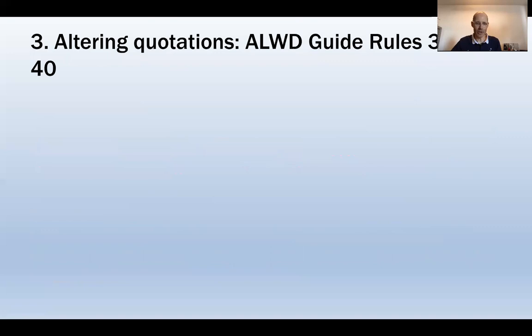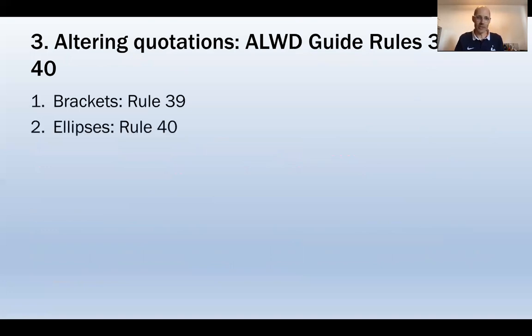All right, so let's talk about altering quotations. How do you signify, for example, when you add a word to a quoted passage that wasn't in the source? Or how do you signify if you omit a word from a quoted passage in your quotation? How do you do that? Well, you either use brackets or ellipses. We're going to cover each one. So we'll start with brackets.